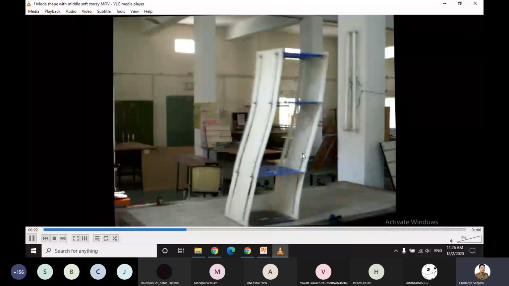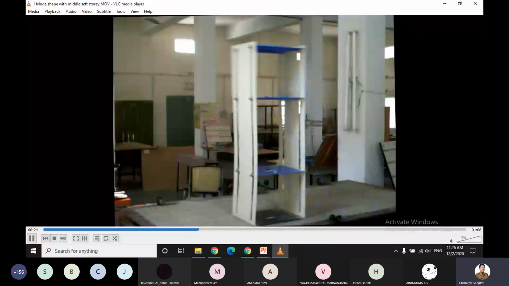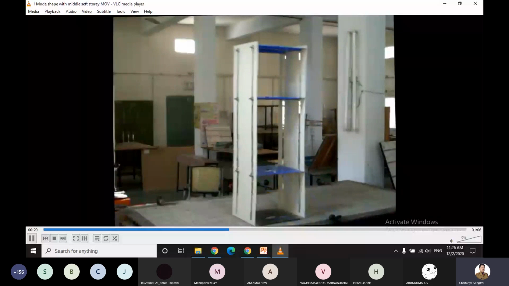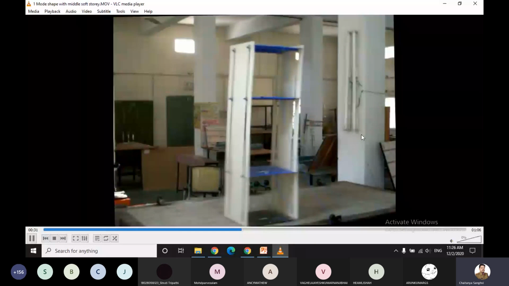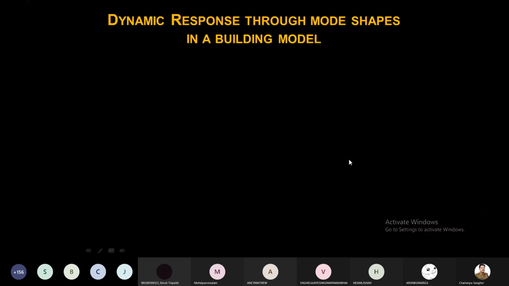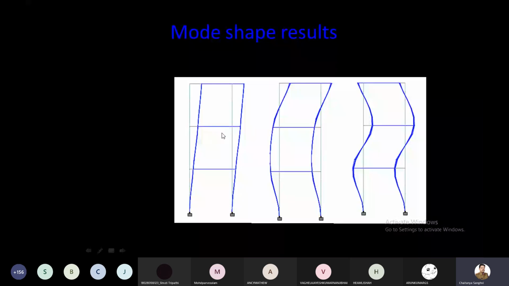Now if I increase the frequency, again the shape is changed. Look at this. It was vibrating in the first mode, and now it is vibrating in the second and third mode. What is second and third mode? I told you earlier. The first mode is when all the masses are moving on one side. In the second mode, some masses are moving in one direction and other masses are moving in the opposite direction, and this is the third mode. Right? So understand this part.